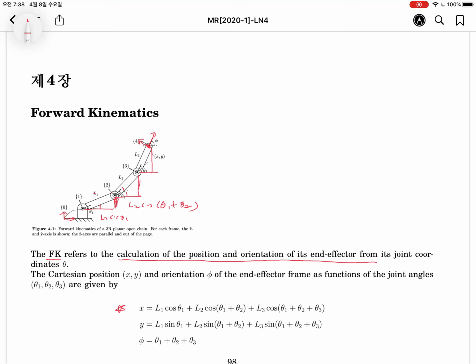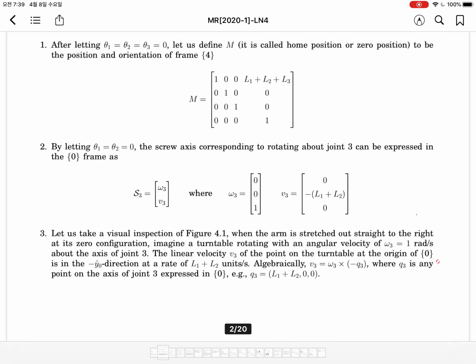On the other hand, the height will be the sine component. So by adding 3 components, we can get the y axis value. And then the orientation will be the addition of all the angles. So we can get the orientation. Like this, Cartesian position and orientation will be a function of the joint angles.